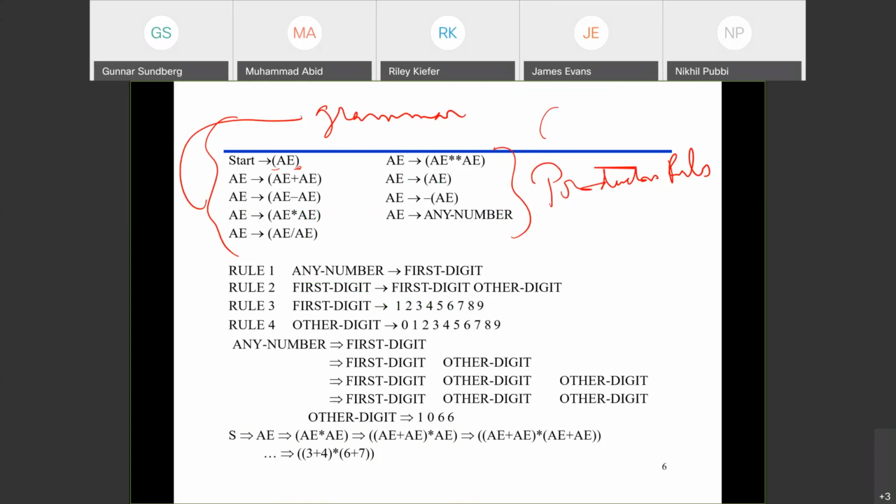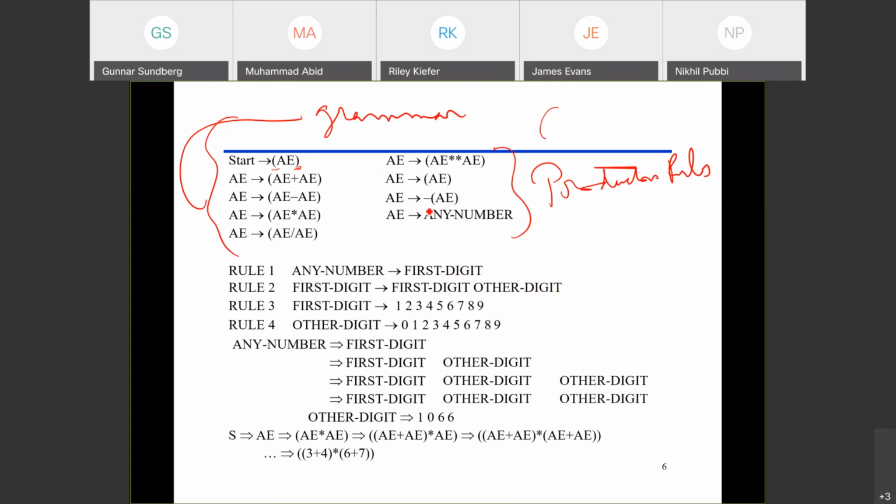We can see some more examples here. In short, this is a grammar which can validate arithmetic expressions, and all these are production rules. Now we have another grammar here, a recursive definition. Rule one: any number will be first digit. Rule two: first digit can be replaced by first digit, other digit. And first digit is 1 to 9 and other digit is 0 to 9.